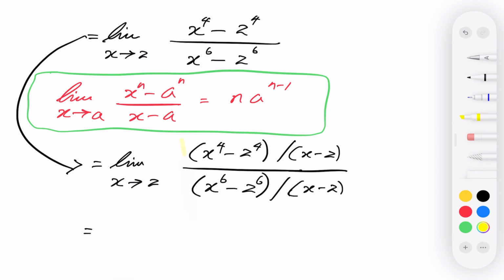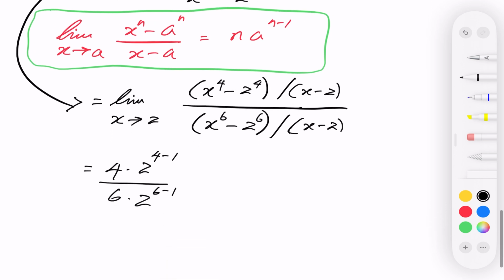So here's our numerator. For that numerator, can you identify n and a? N is equal to 4, a is equal to 2. Therefore, we can write down the right hand side for the numerator as 4 times 2 raised to the 4 minus 1. That has to be divided by, here's the denominator. For the denominator, your n is equal to 6 and a is still equal to 2. Therefore, let's go ahead and apply the theorem for the denominator. Then it becomes 6 times 2 raised to the 6 minus first power.